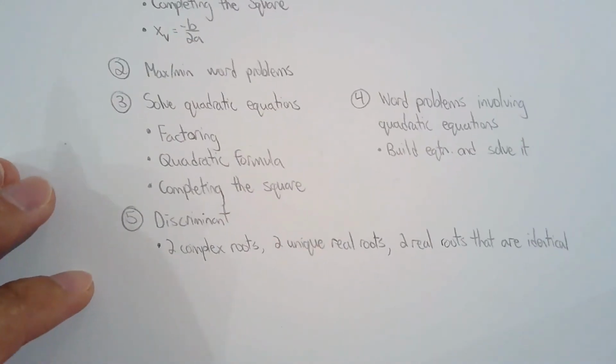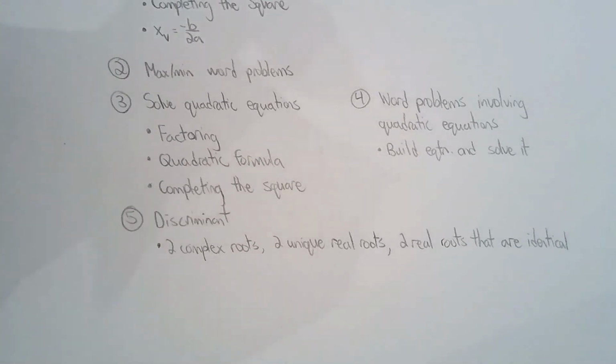One small detail is the discriminant. We talked about what's under the square root in the quadratic formula, which is b squared minus 4ac, and that's the discriminant. If the discriminant is positive, it tells you something. If it's negative, it tells you something. If it's zero, it tells you something. By studying the discriminant, you know the nature of the roots of your quadratic equation.